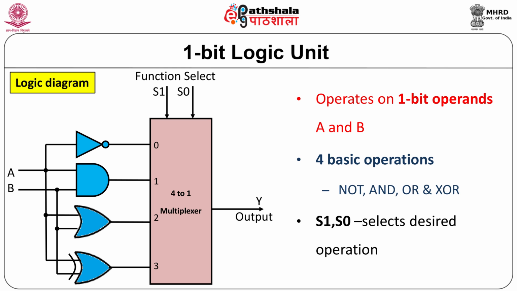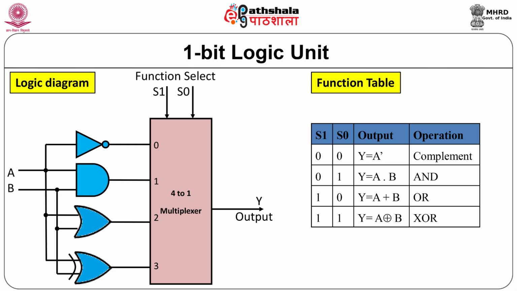The simple logic unit contains 4 basic logic gates to provide 4 basic logic operations like NOT, that is complementation, AND, OR and XOR. To select one of 4 logic operations, a selector or a multiplexer is required. In this unit, a simple 4 to 1 multiplexer is preferred for designing of logic unit. To select one of 4 inputs, there are 2 select inputs S1 and S0.